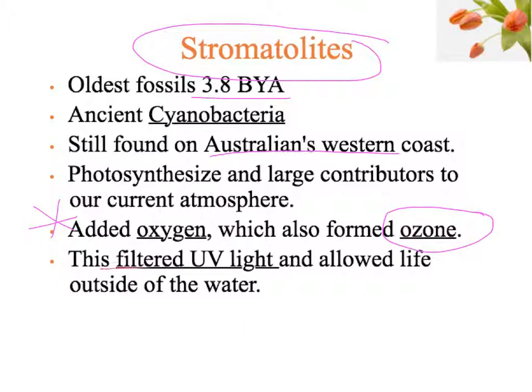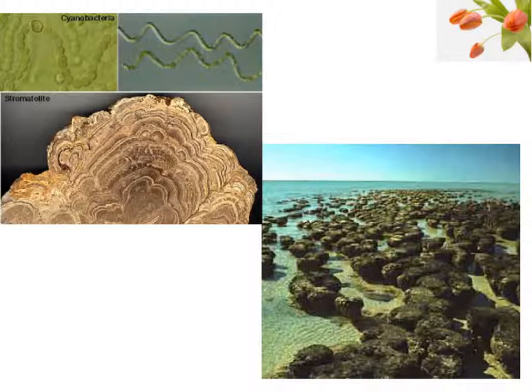So that ozone helped to filter out that UV light, or else the DNA or RNA would not have been able to survive the ultraviolet rays from the sunlight. And here we just have a picture of the stromatolites. You can see the cyanobacteria here, and it actually has these calcium carbonate layers here, so we can see one layer at a time, kind of like counting rings of a tree, and how these have grown throughout the years. And this is what they look like today in the shallow water off the coast of Australia.